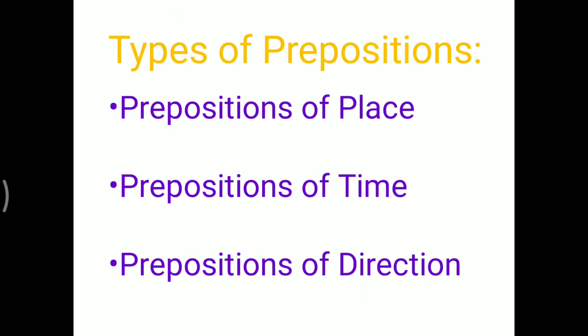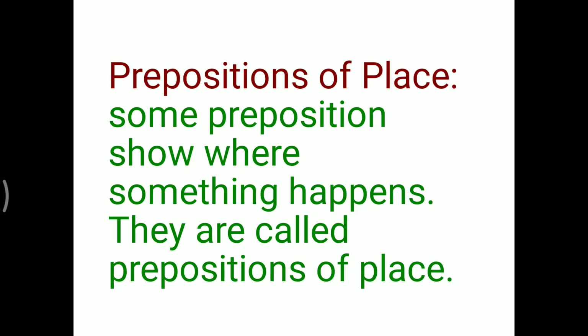Apart from that, according to the purpose or what they show, there are another three types of prepositions. All these come under three types: the first one, prepositions of place; the second, prepositions of time; and the third one, prepositions of direction. Firstly, we are going to discuss the prepositions of place.